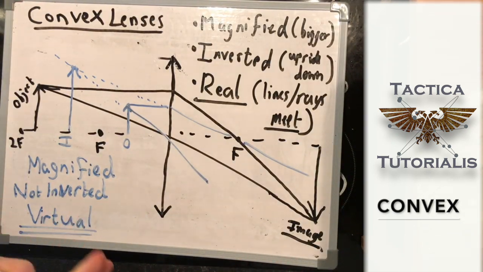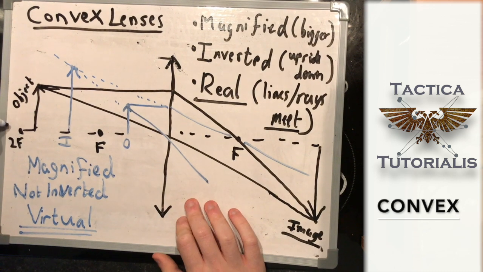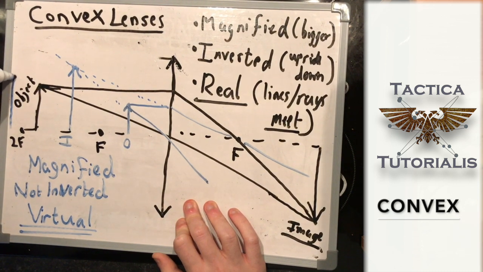So those are the two sort of main ones. There's one other term that I need to tell you, and this would mainly come up if your object was more than 2 focal lengths away.